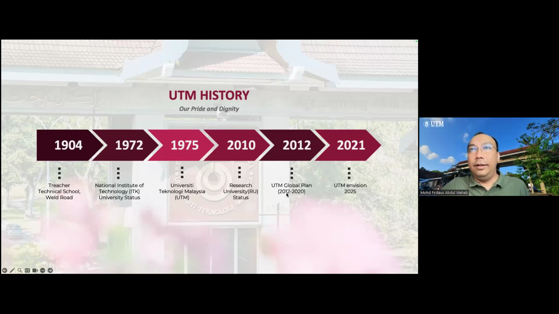And these are all the different strategic plans that UTM have put in place to direct our strategic planning. And we are at the end of the Envision 2025 strategic plan. So we are now busy drafting a new plan to guide us all the way until 2030.